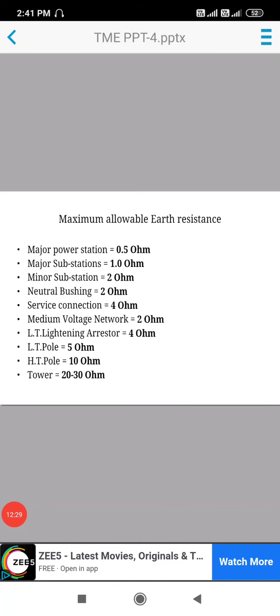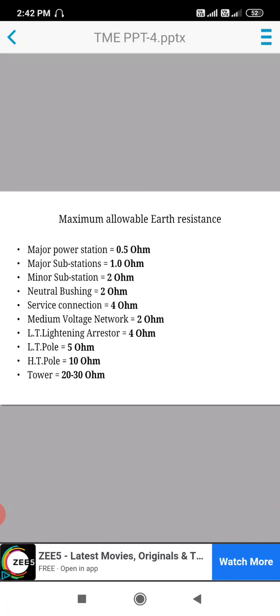Then we have to discuss the maximum value of earth resistance for various situations or conditions. Suppose we consider a major power station. We have to maintain an earth resistance of 0.5 ohm. For a major substation, we have to maintain an earth resistance of 1 ohm. For a minor substation, 2 ohm. For neutral bushing, we have to maintain 2 ohm earth resistance. For service connection, we have to maintain 4 ohm resistance.